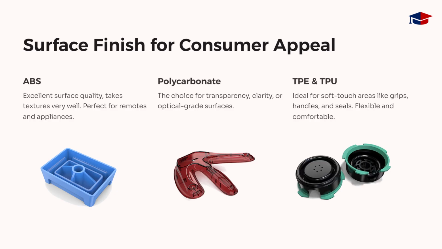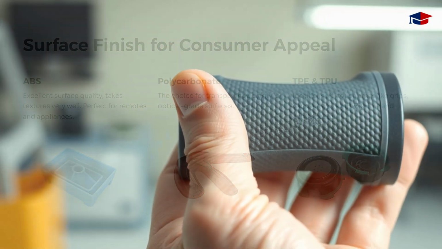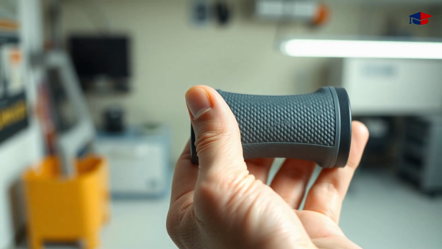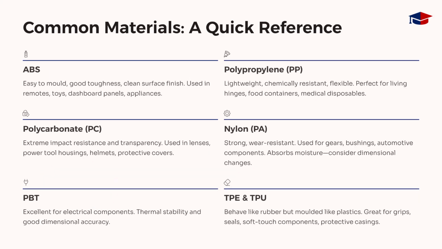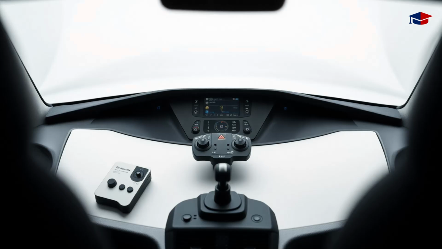And for soft touch areas like grips, handles, and seals, materials like TPE and TPU are ideal because they offer flexibility, comfort, and good tactile finish. Now that we've covered the key factors, let's quickly walk through the most common materials you'll encounter as a designer. ABS is extremely popular because it is easy to mold, has good toughness, and provides a clean surface finish. You'll see it in remotes, toys, dashboard panels, and appliances.